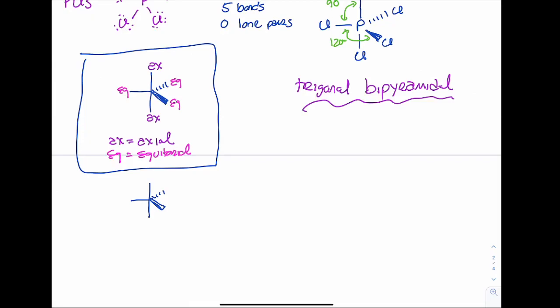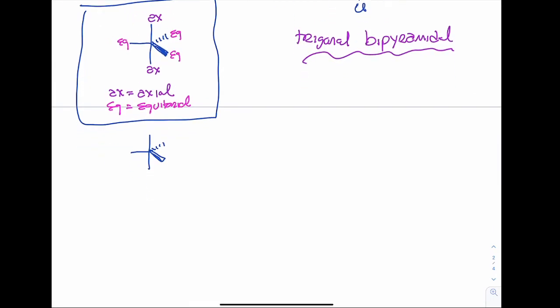Continuing with our 5 electron group examples. So Sulfur Tetrafluoride is going to be our next example. And again, please practice drawing these Lewis dot structures. If you don't draw these correctly, you're not going to get the correct number of electron groups.